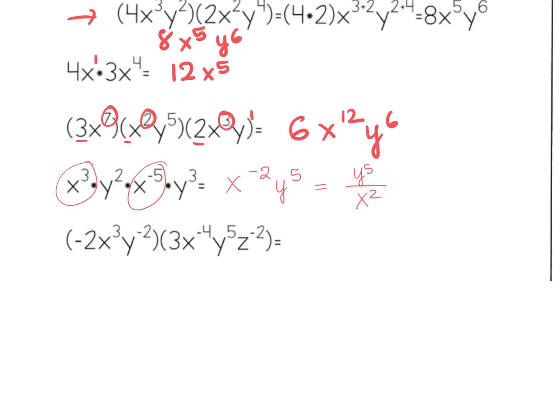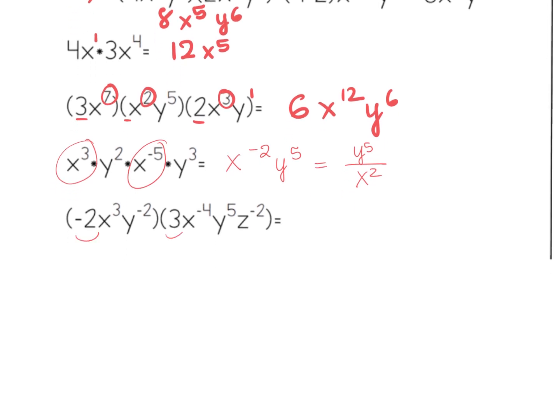All right. So negative 2 times 3, you get negative 6, okay? 3 add negative 4 will be negative 1. Y to the negative 2 and y to the 5th will be y to the 3rd. Okay, negative 2 add 5 is 3. And then z to the negative 2, because it's by itself.